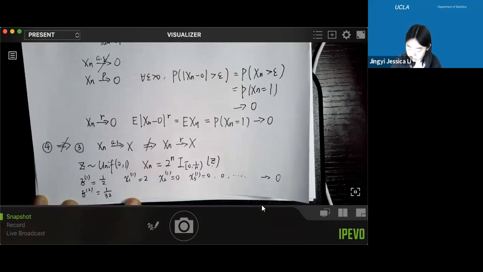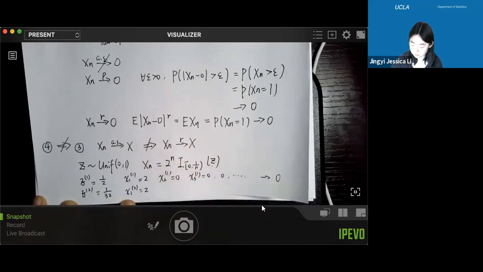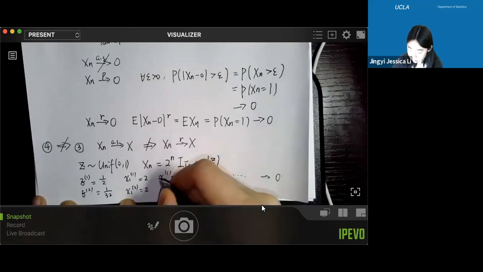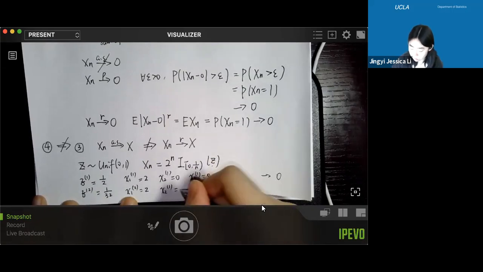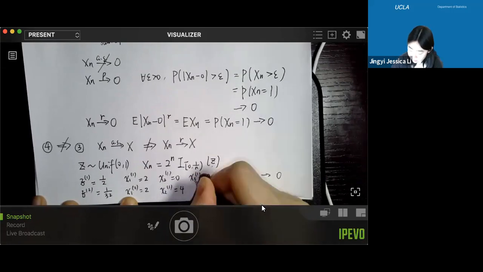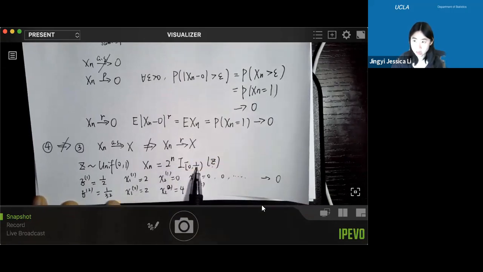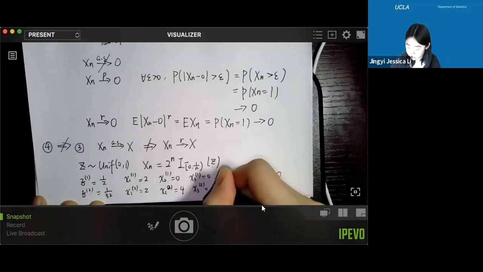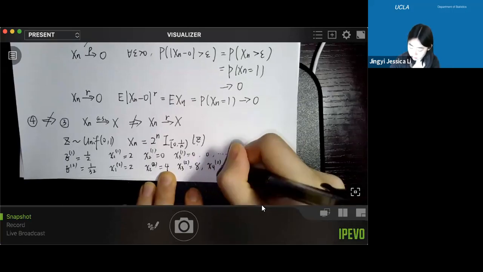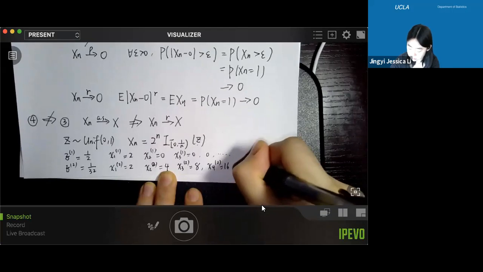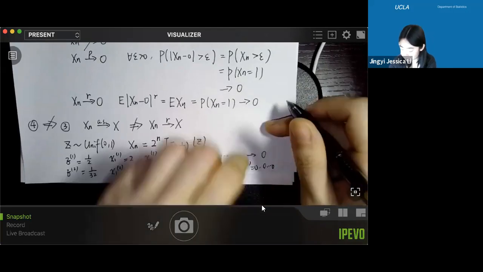So then you see in this realization, this will be 2, right? The first one, the interval 0 to 1/2 contains it. The second one, 0 to 1/4 contains it. So that will give me 2 to the power 2, that's 4. And X3, sorry, this is a typo. 0 to 1 over 8 still contains it, right? That will give me 8. And X4, 16. And then X5, that will give me 0. And then 0, 0. Everything after the 0 will become 0. So still, I'm converging to 0.